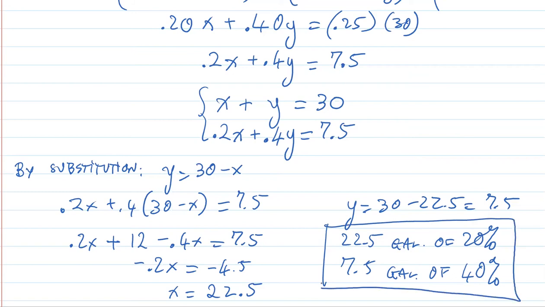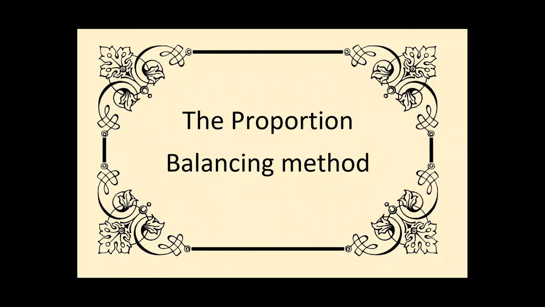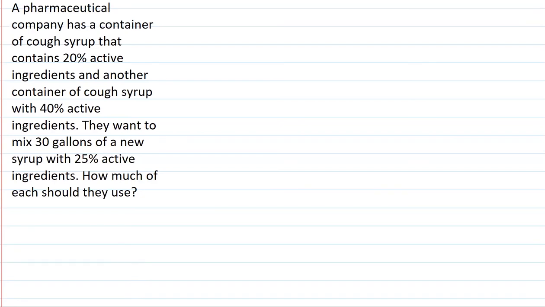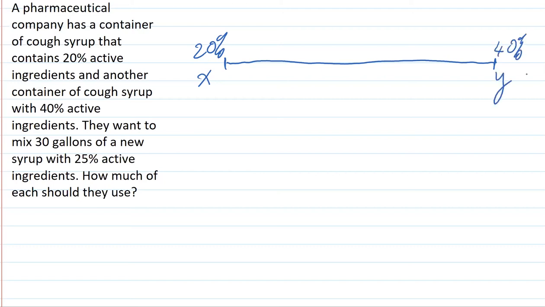That was the traditional algebra solution. Now the proportion balancing method. In the proportion balancing method, we look at this problem as trying to balance the percent. We have 20% of the X coming in from one side and 40% of the Y coming in from the other side.